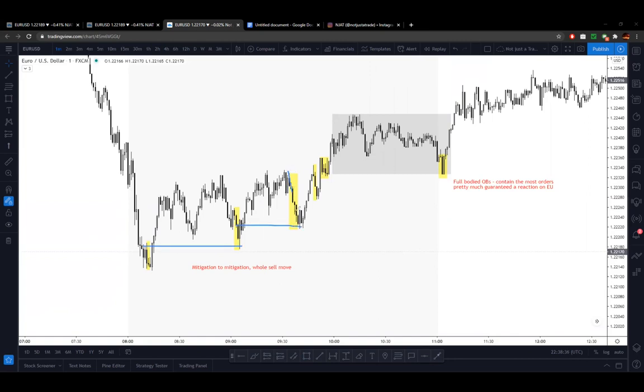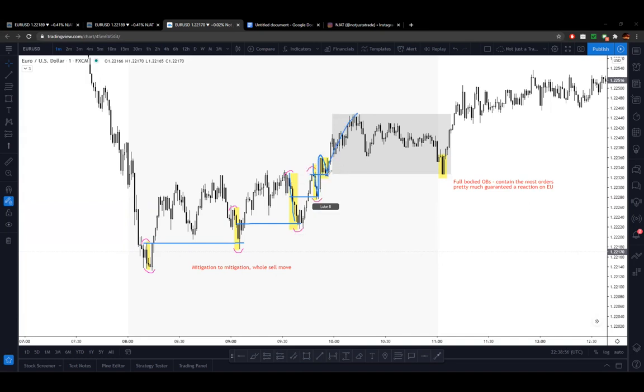This is a whole sell to buy move. So again, that's another mitigation there. So again, let me just draw that in. So mitigation to mitigation, whole sell to buy move, which is obviously mitigated here at 50%. So then that becomes that sell to buy, mitigates here again, mitigates open and continues higher.